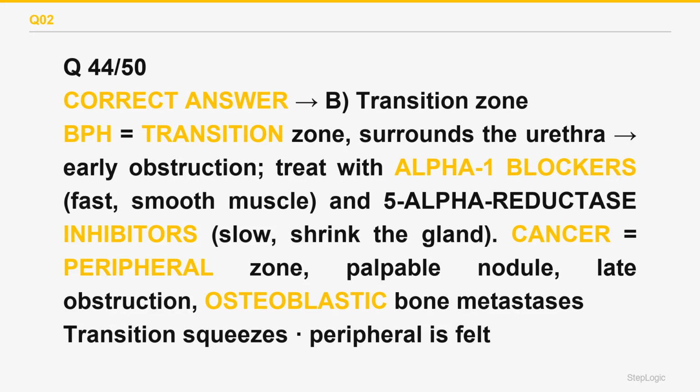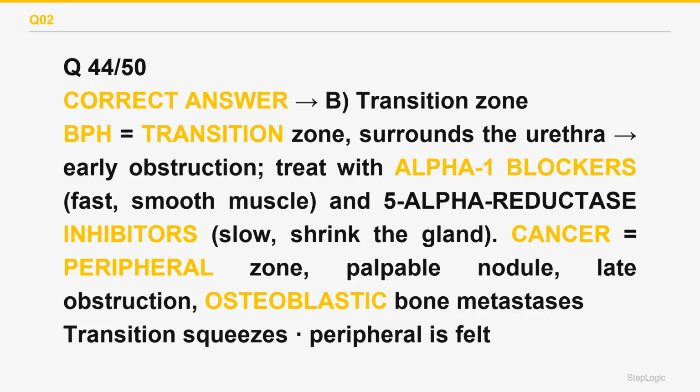The therapeutic pairing follows the pathology and is examined regularly. Alpha 1 blockers such as tamsulosin relax prostatic and bladder neck smooth muscle and relieve symptoms within days, while 5-alpha reductase inhibitors such as finasteride block conversion of testosterone to dihydrotestosterone and shrink the gland over months.